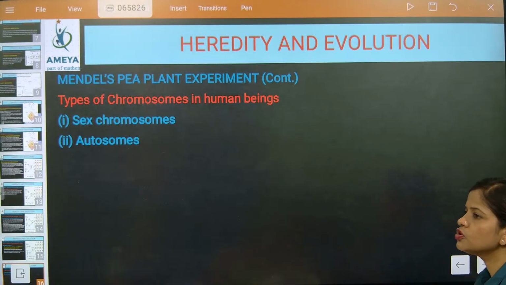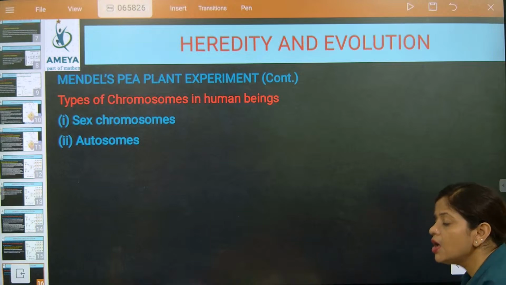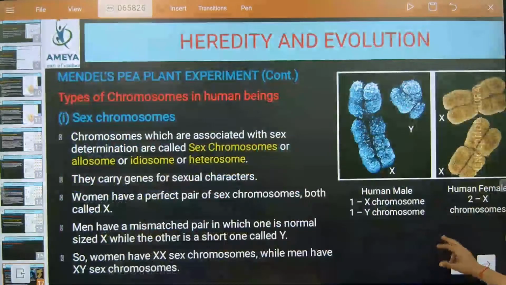So there are sex chromosomes, and then autosomes are the other factor. In total there are 23 pairs of chromosomes. 22 pairs are called autosomes. The 23rd pair is called the sex chromosomes.